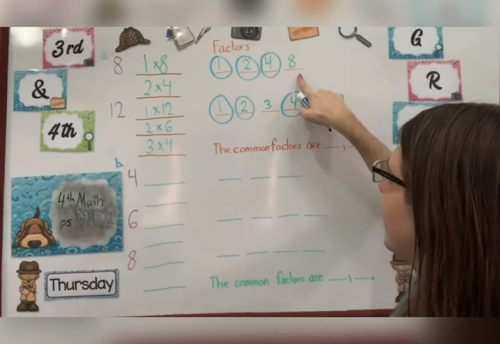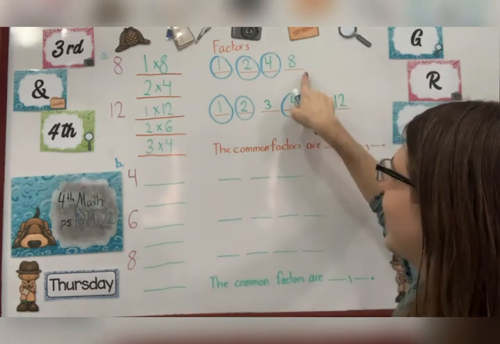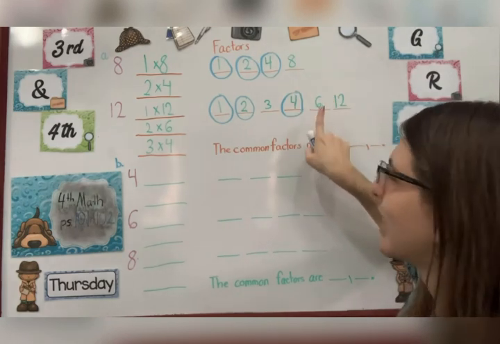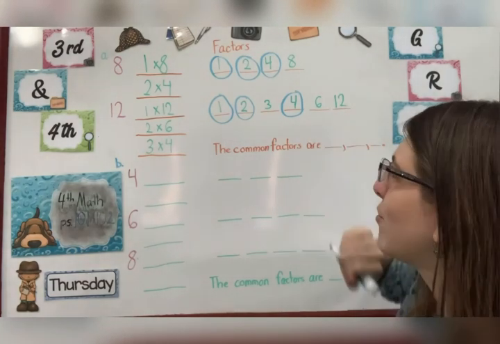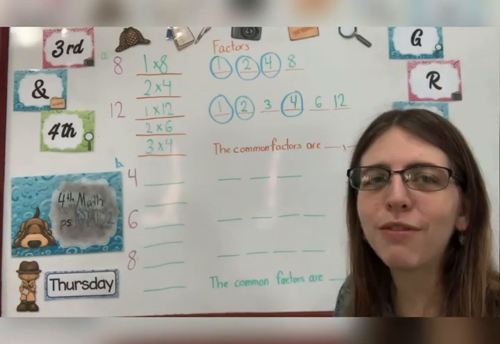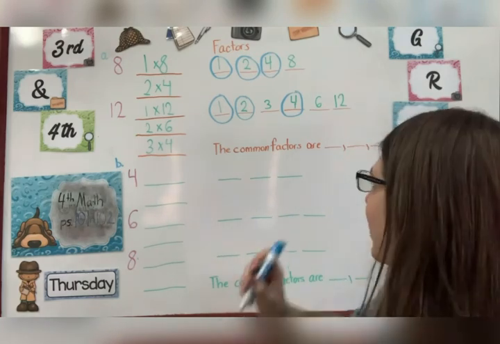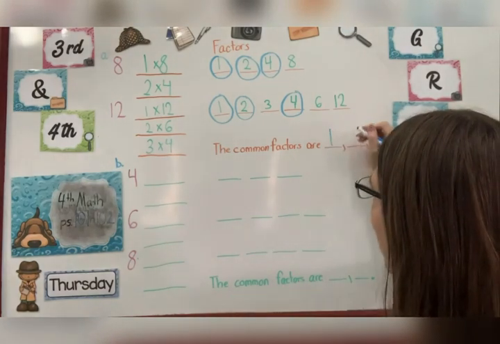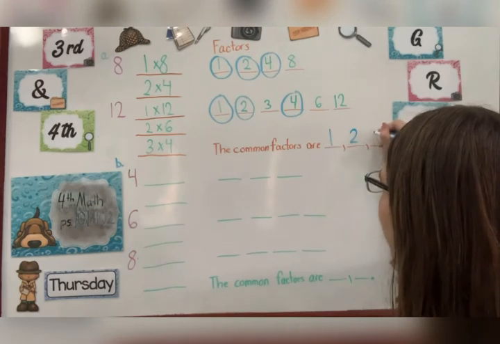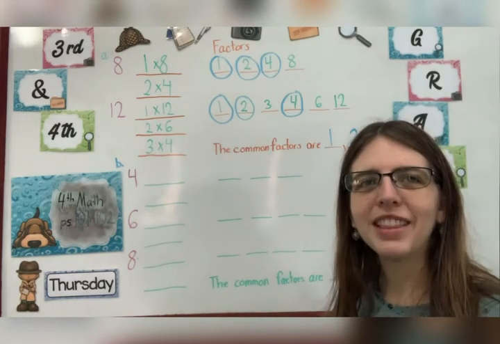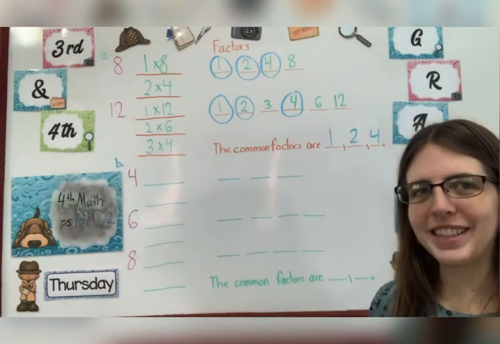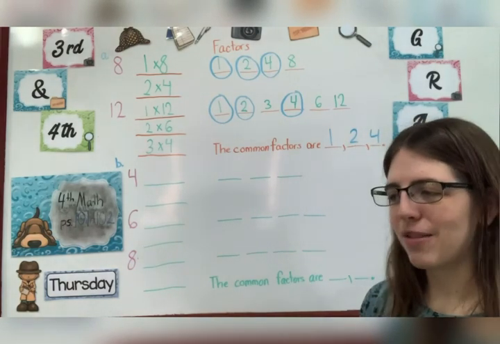How about 8? Nope, just 8. How about 6? Nope, just 12. How about 12? Nope, just 12. So those three numbers are the common factors. And we'll put them in the blanks. 1, 2, and 4. Okay, there you go, now you can see it. You can fill that in on your paper.